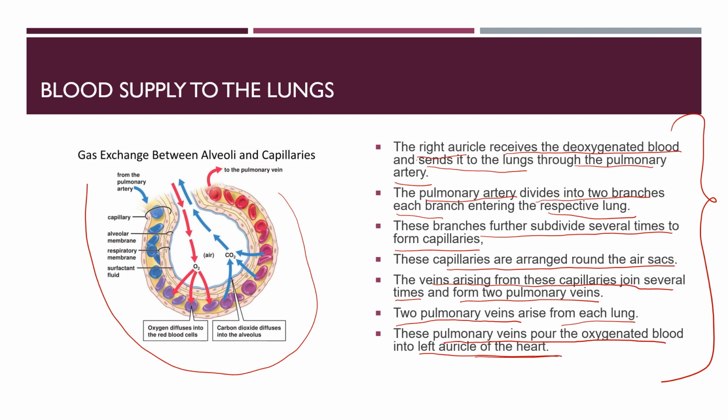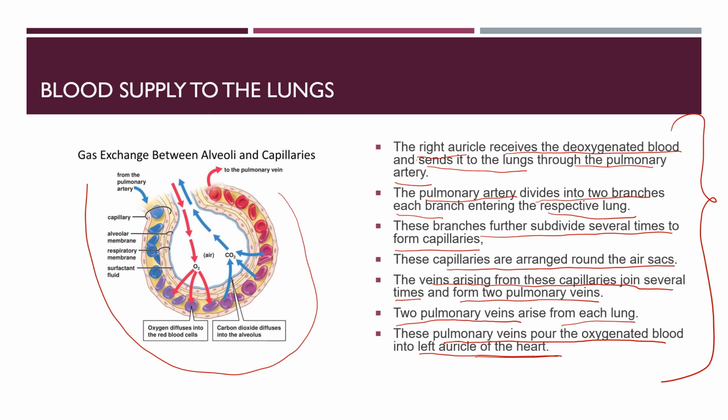Deoxygenated blood is being brought to the lungs by the pulmonary artery, and then after being purified in the lungs, it is again collected into two pulmonary veins, and from each lung it goes out, and then it is received by the left auricle of the heart.